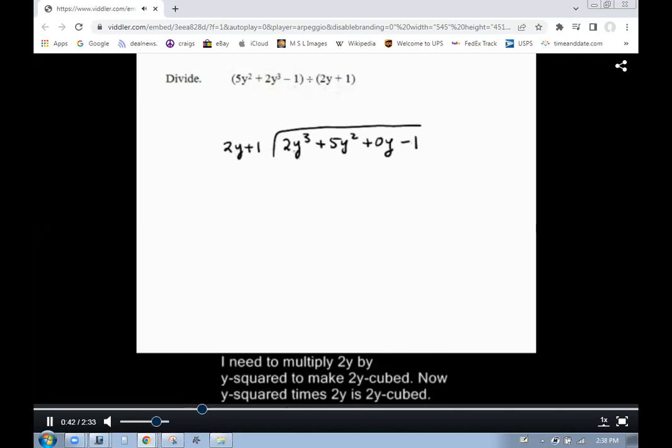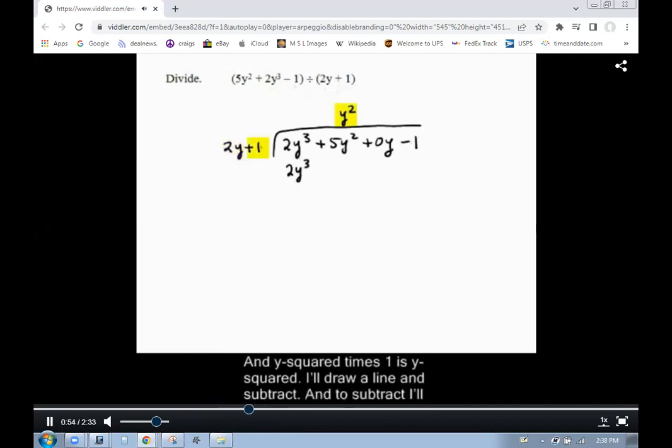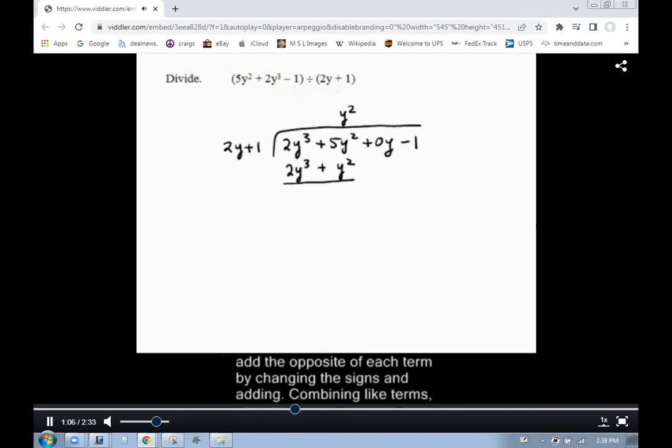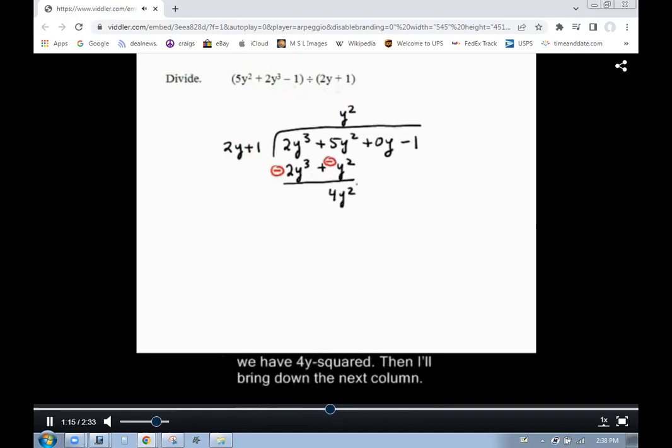I need to multiply 2y by y squared to make 2y cubed. Now, y squared times 2y is 2y cubed, and y squared times 1 is y squared. I'll draw a line and subtract. And to subtract, I'll take the opposite of each term by changing the signs and adding. Combining like terms, we have 4y squared. Then I'll bring down the next column.